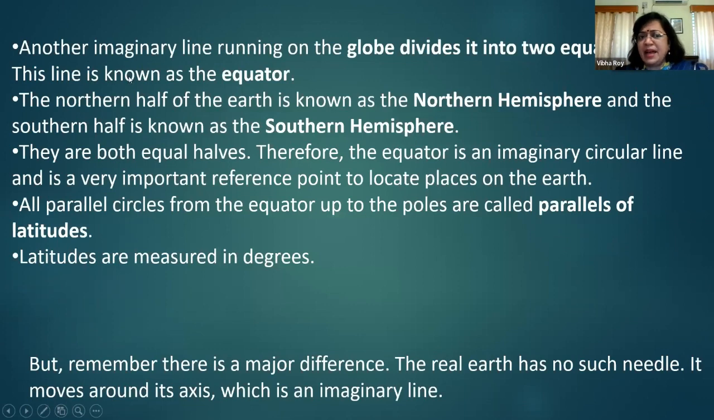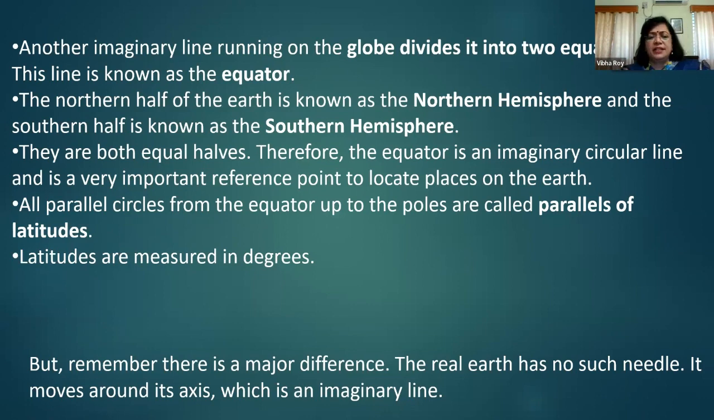Now, another imaginary line running on the globe divides it into two equal parts. This imaginary line is the equator. The first imaginary line which we had done was the axis. The northern half of the earth is known as the northern hemisphere and the southern half is called the southern hemisphere. Here we can explain the word hemisphere: half a sphere, half a globe. So they are both equal halves. Therefore the equator is an imaginary circle and it is a very, very important point of reference. When we say I live in the northern hemisphere, the latitude will definitely be north. So it is a point of reference whether you are to the north or south of the equator.